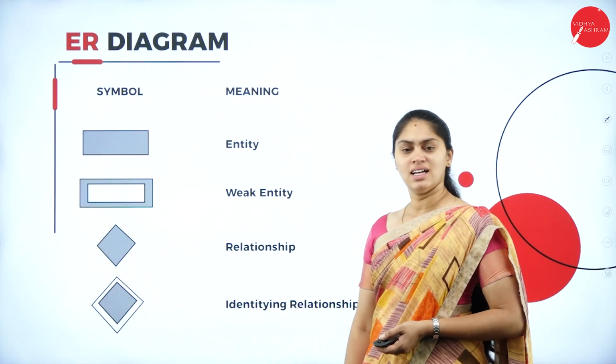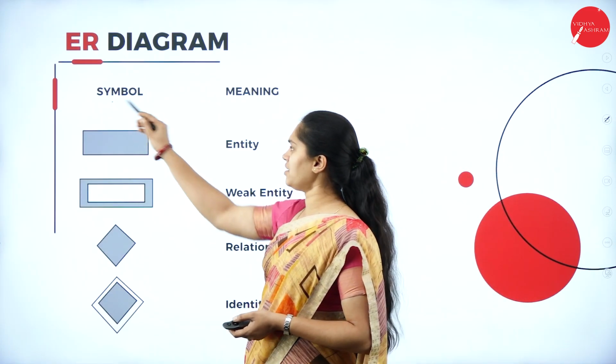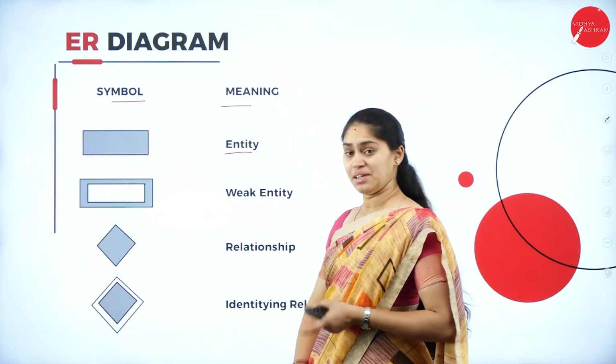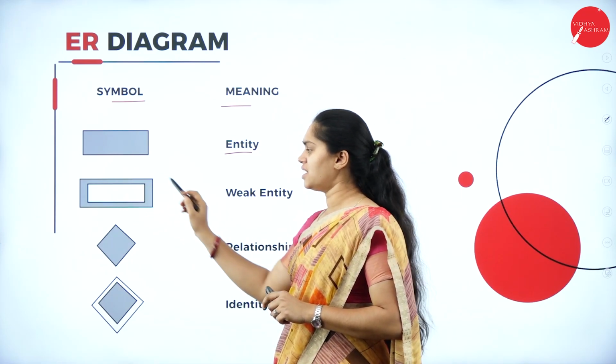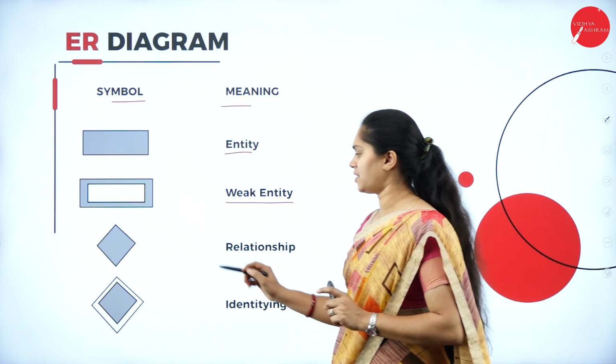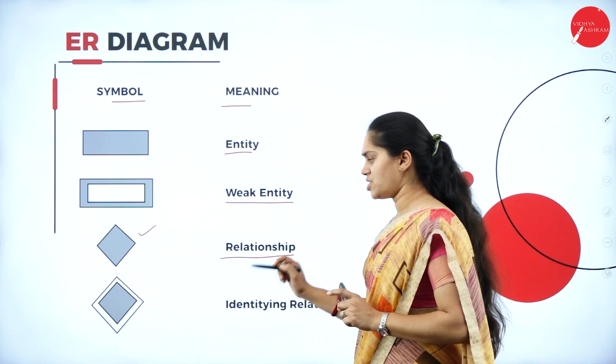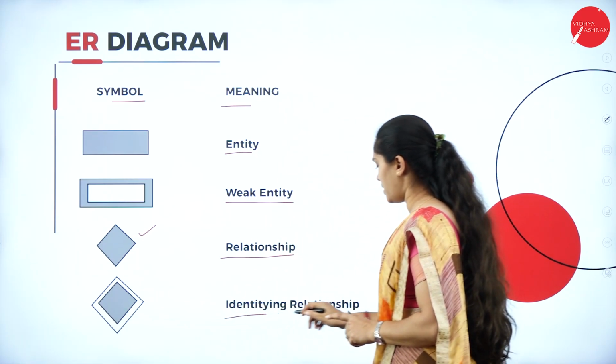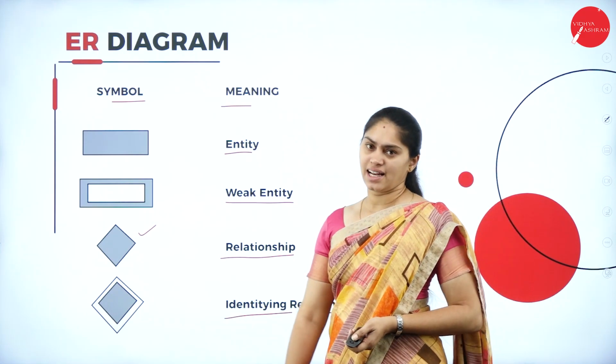Here you can see the symbol as well as its meaning. If we have a rectangle, that specifies an entity. If it is a double rectangle, it is a weak entity. This specifies the relationship, and if it is a double rhombus or a double diamond, then that specifies an identifying relationship.